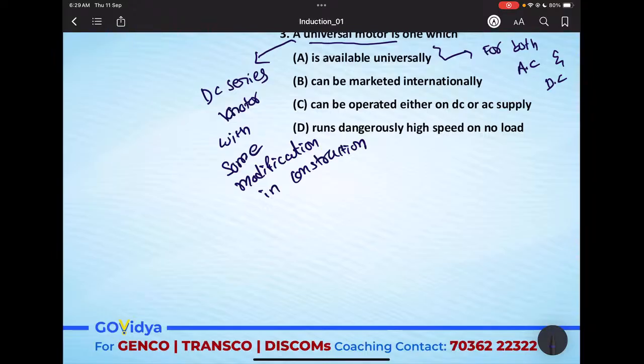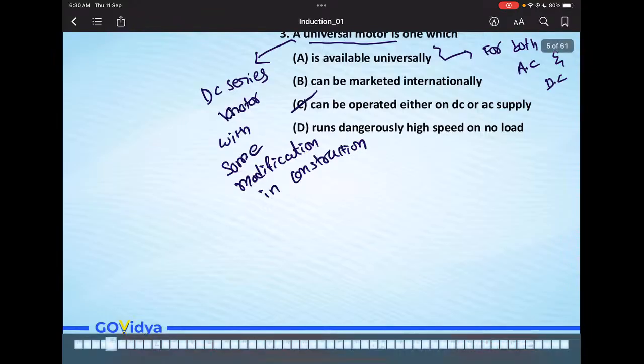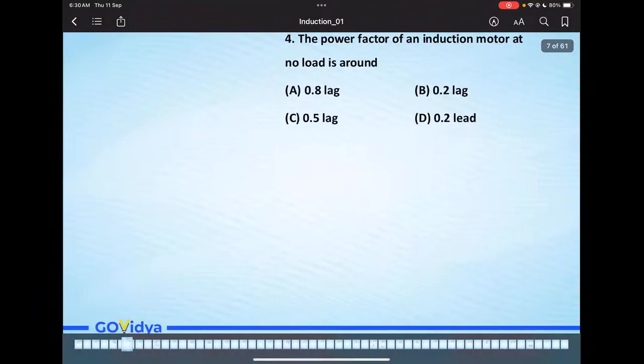Universal motor is nothing but we can operate this motor with either AC supply or DC supply. So our option will be C. Where are we going to use the universal motor? In our mixers and grinders. That means where high starting torque is required and we can use both AC and DC supplies, that type of applications we use universal motor. One of those applications is in our mixer and grinder. Is it clear? Okay, let's move on to the next question.